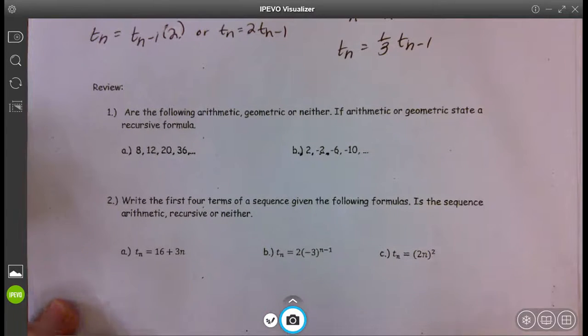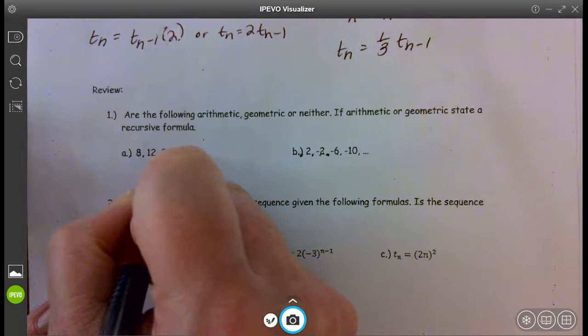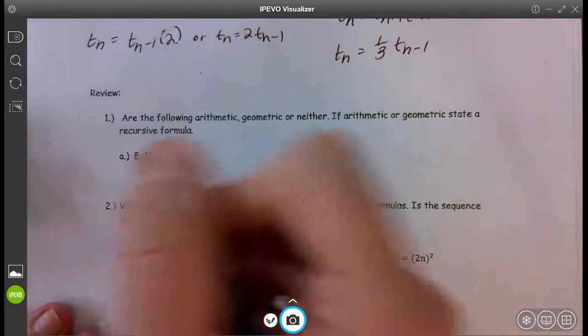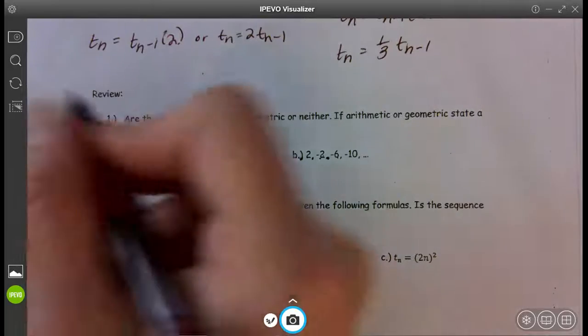It says review. I want you to pause the video and try these on your own. It says, are the following arithmetic, geometric, or neither? If arithmetic or geometric, state a recursive formula. So I'm adding 4, I'm adding 8, I'm adding 16. So you're adding different amounts every time. There is a pattern, it's just not arithmetic. So you just say neither.